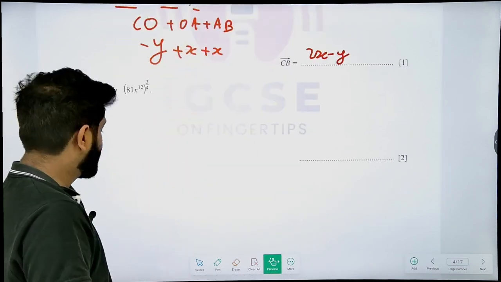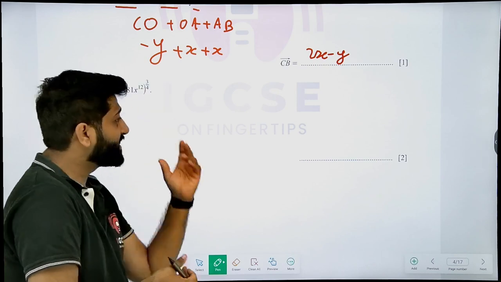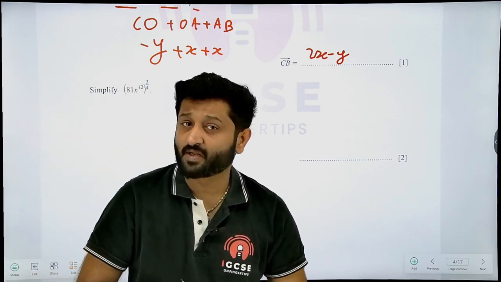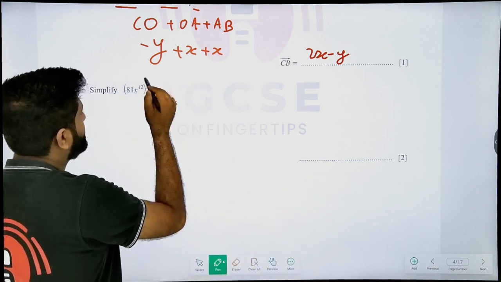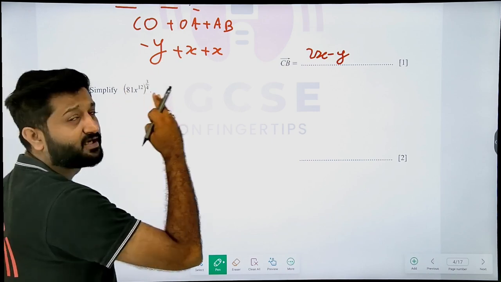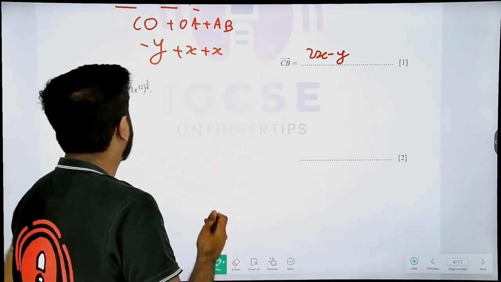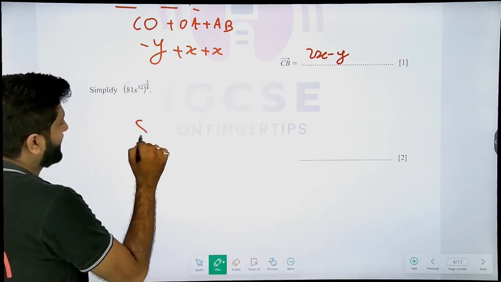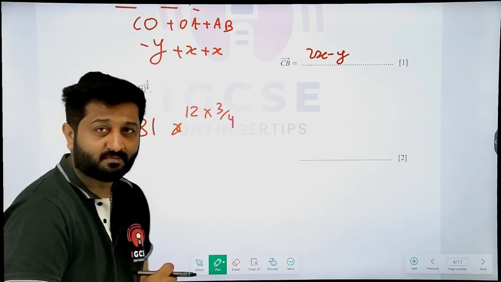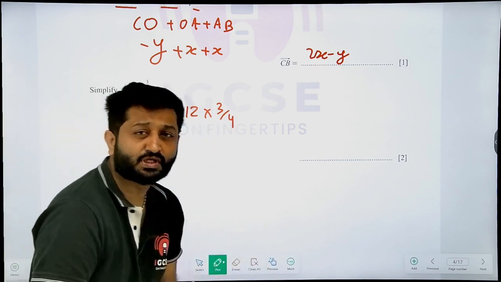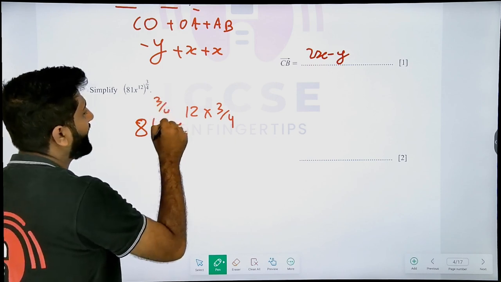Next question. You have simplify. I think this is a question of indices where I have to simplify. I have seen most of the kids making mistakes over here. The general mistake they make is they take this power, this is 81 into x power 12, whole power 3 by 4. In the hurry of writing the paper, they only do something like this, they apply the 3 by 4 only on x power 12. But you need to remember that the power of 3 by 4 will also be applied on 81. So this ideally should be somewhat like this.